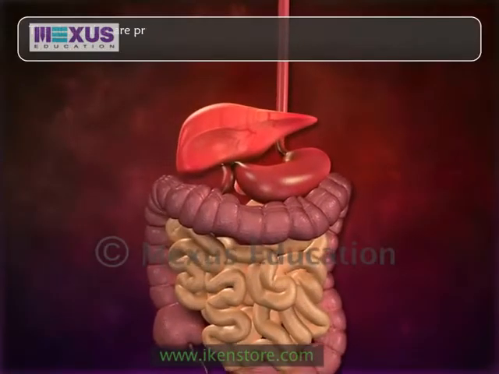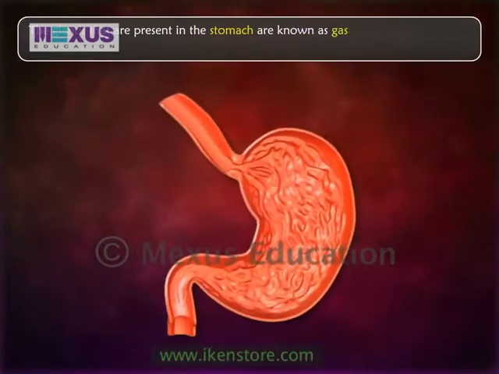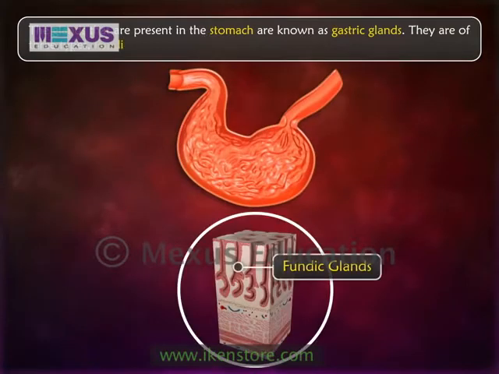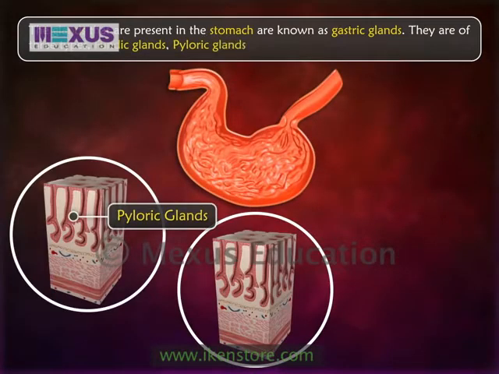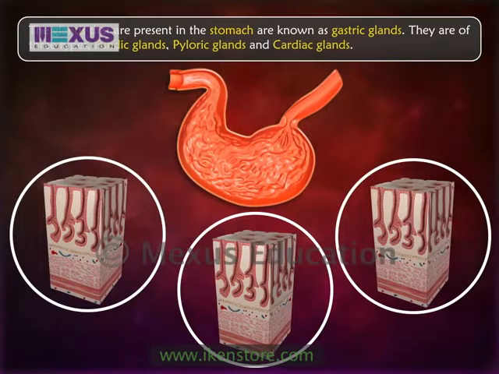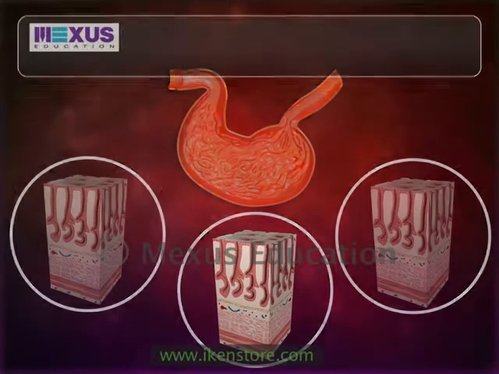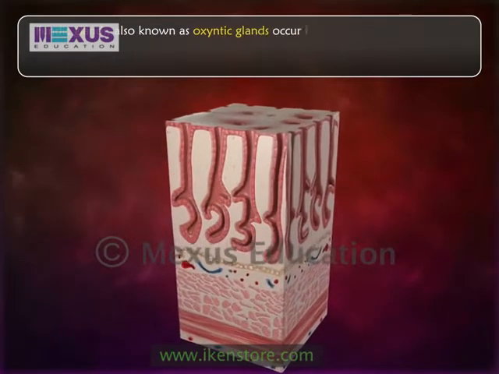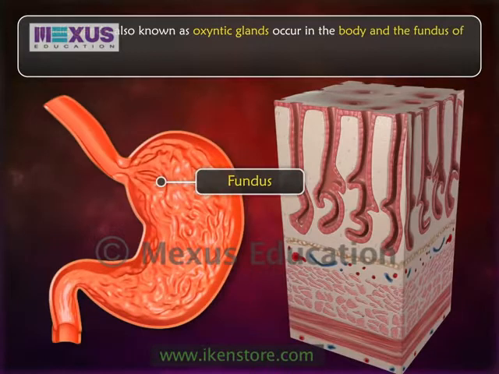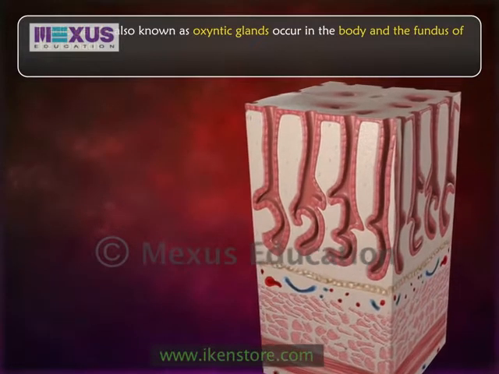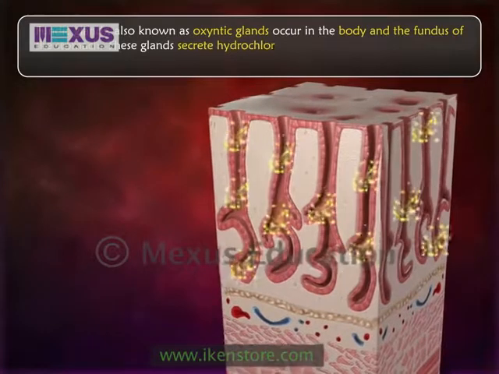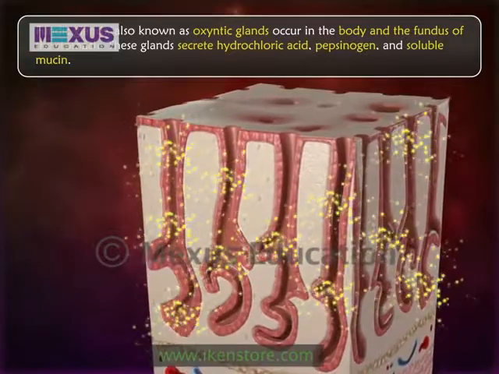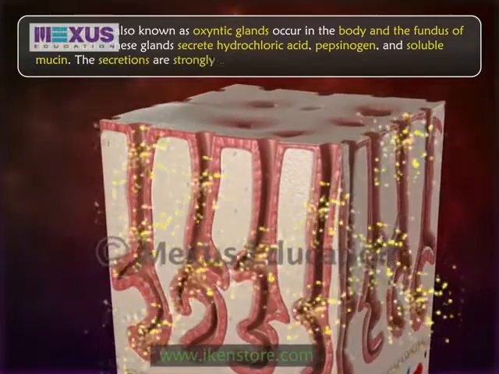The glands that are present in the stomach are known as gastric glands. They are of three types: fundic glands, pyloric glands, and cardiac glands. Fundic glands, also known as oxyntic glands, occur in the body and the fundus of the stomach. These glands secrete hydrochloric acid, pepsinogen, and soluble mucin. The secretions are strongly acidic.